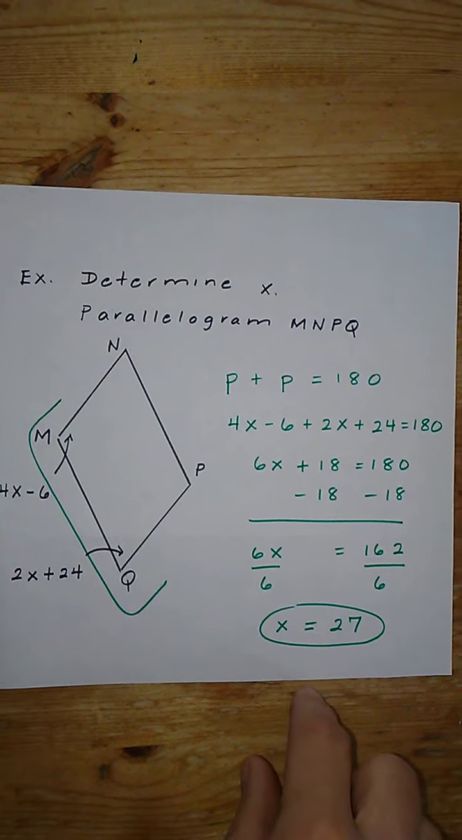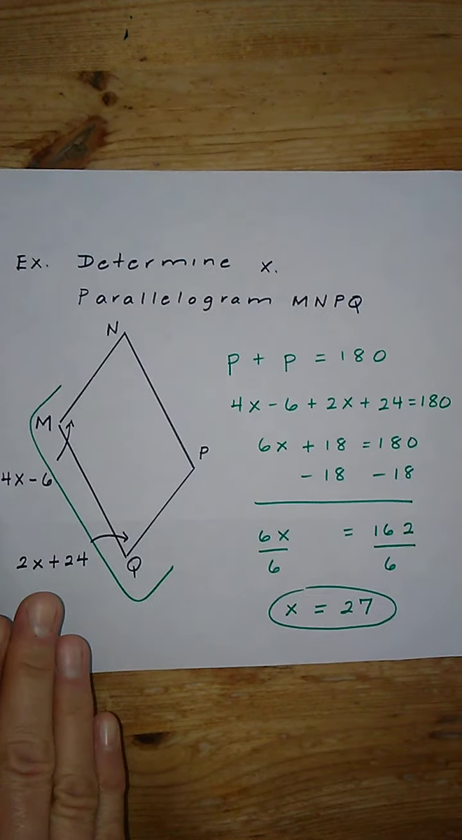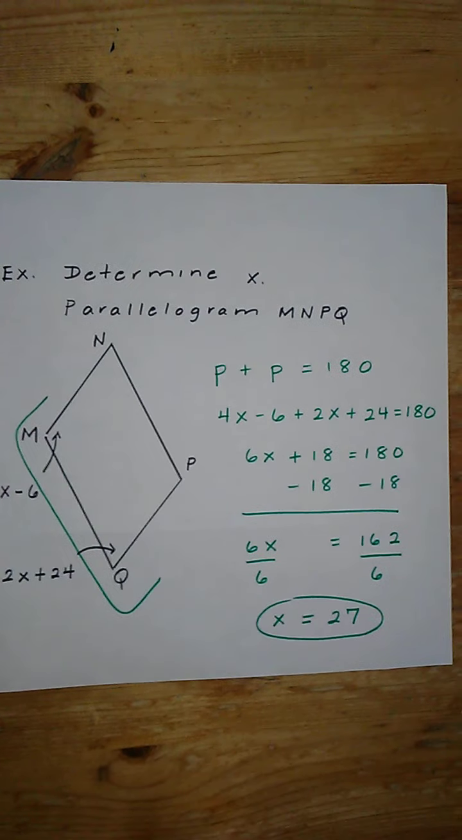The rest of my solving steps hopefully are straightforward. Got all the numbers on the right. X was already on the left. Finished off with a division step.